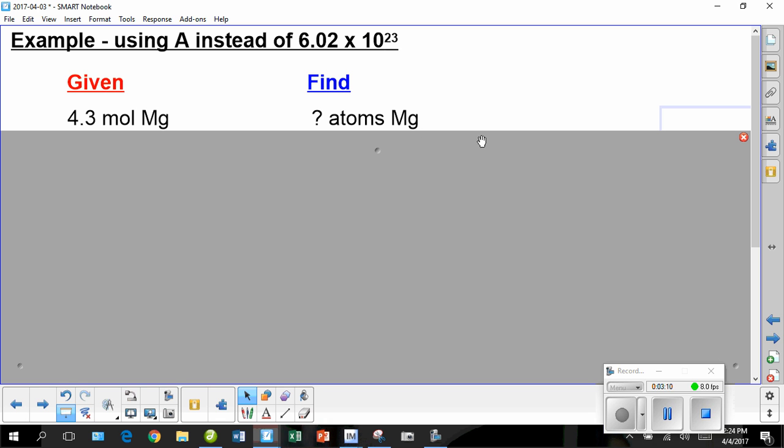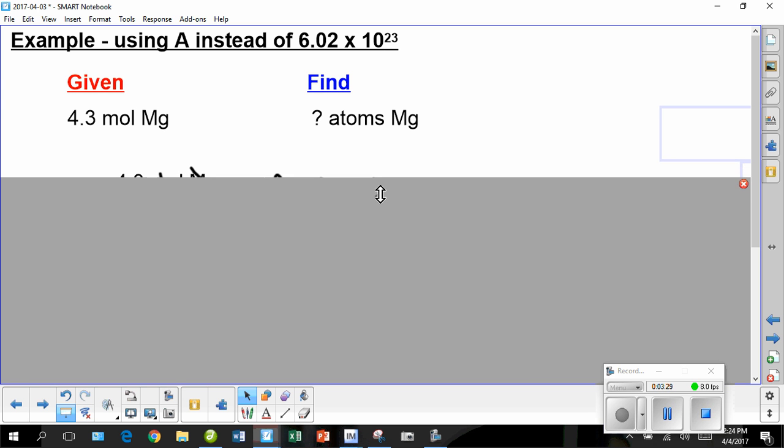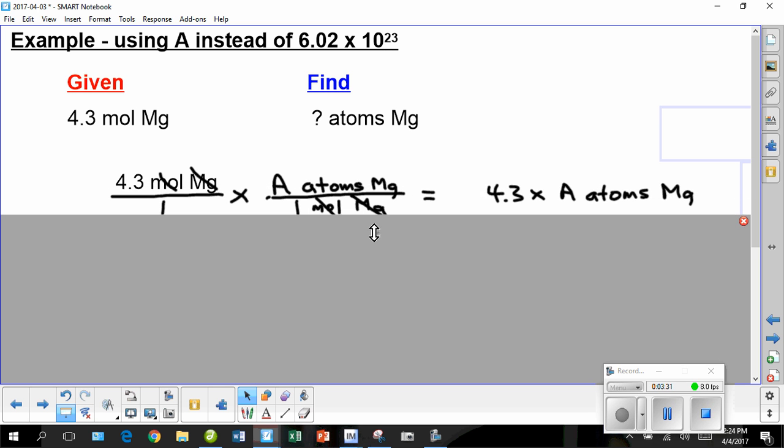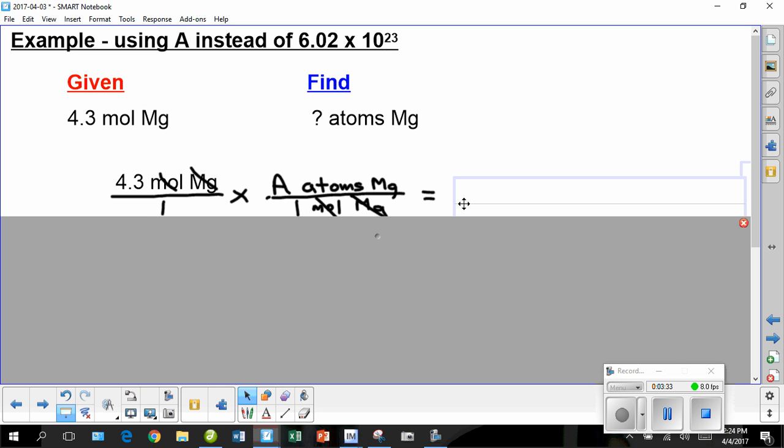Actually, it's an example that I'm not necessarily interested in you copying, because I want you to just watch it and learn from it. Okay? So in this problem, we're given moles. This is just like last night's homework, isn't it? Yes, it is. And we're trying to find atoms. So let's see if we can make that not quite so awful.